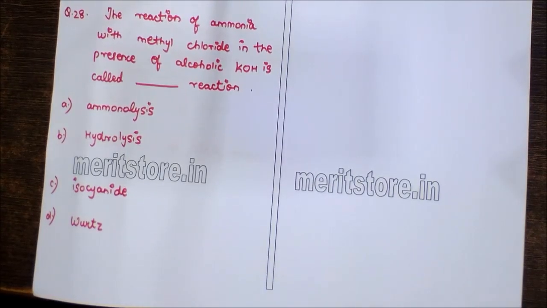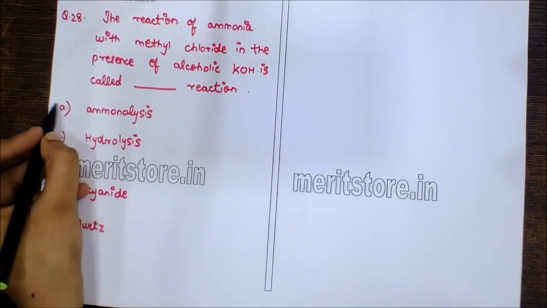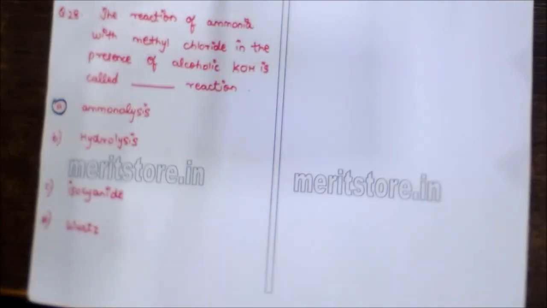Question 28. The reaction of ammonia with methyl chloride in presence of alcoholic KOH is called as A. Ammonolysis, B. Hydrolysis, C. Isocyanide, D. Wurtz. Of course, the reaction contains ammonia. Therefore, the answer is ammonolysis. Option A is my correct answer.